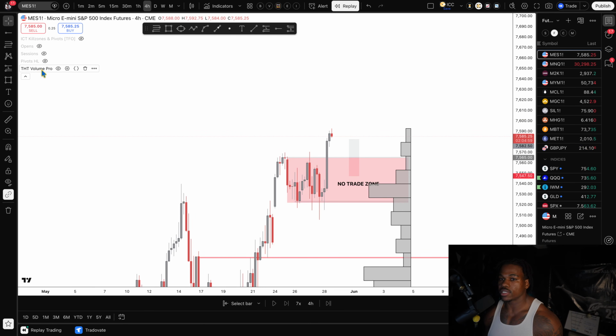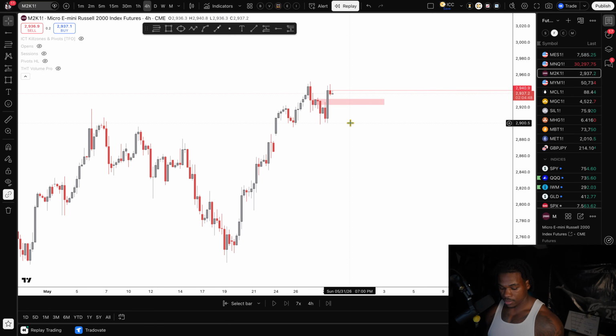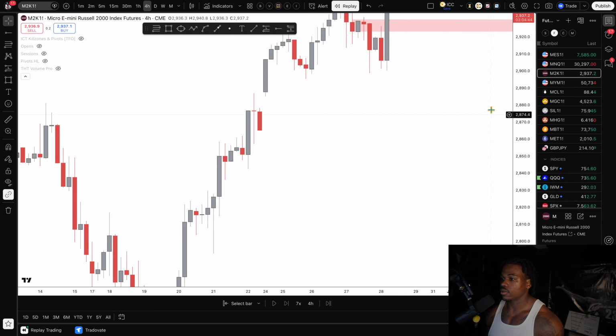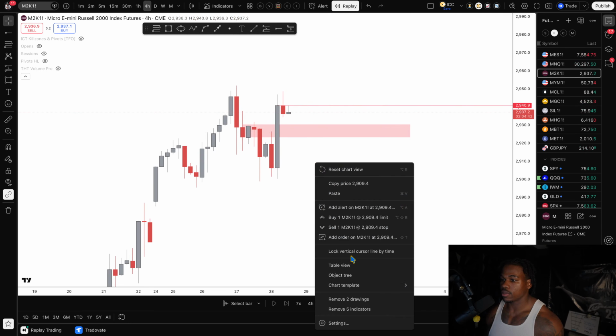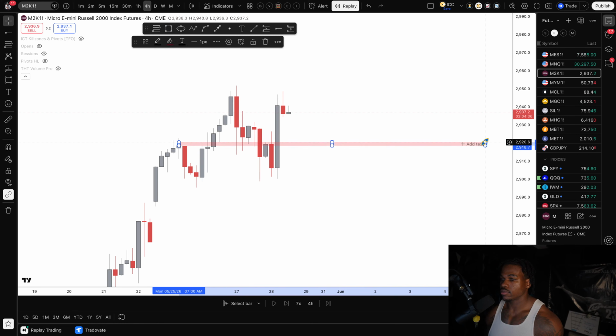But this trading strategy, Sebastian, doesn't require any type of indicators at all. Let's mark up M2K. M2K did the exact same thing. This was that last high. This was the low.